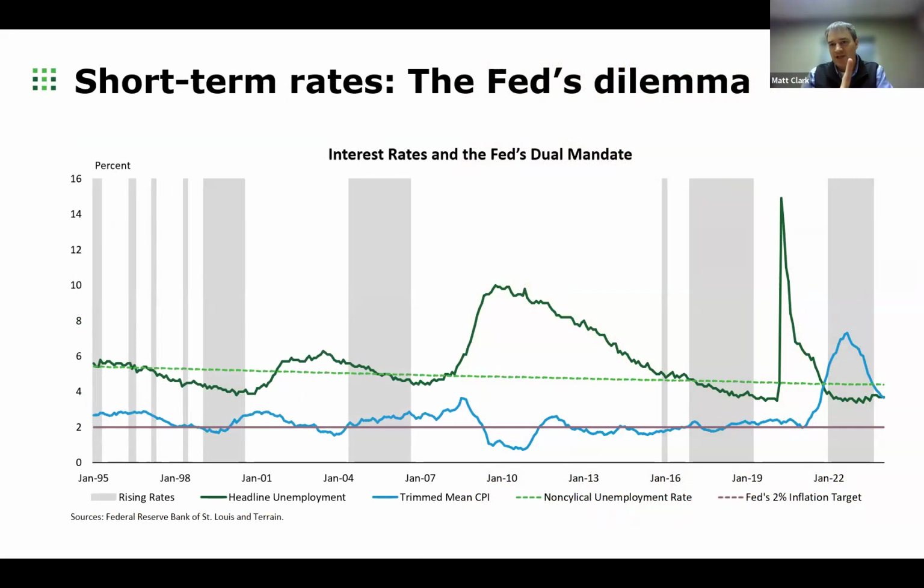You are to maintain maximum employment, which is typically viewed as the unemployment rate, and you are to maintain stable prices, which is typically a measure of inflation or a way of looking at inflation. So what you're looking at in this chart is any time period in the gray is when the Fed has increased the Federal Reserve rates or the Fed funds rates, okay?